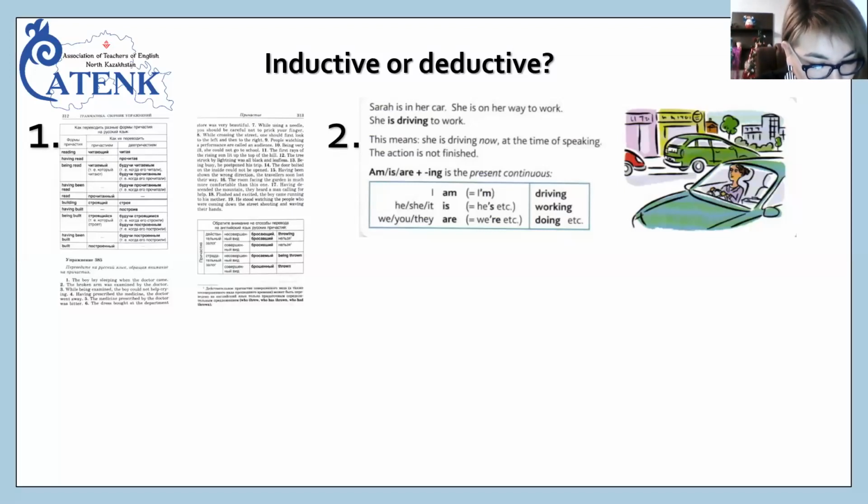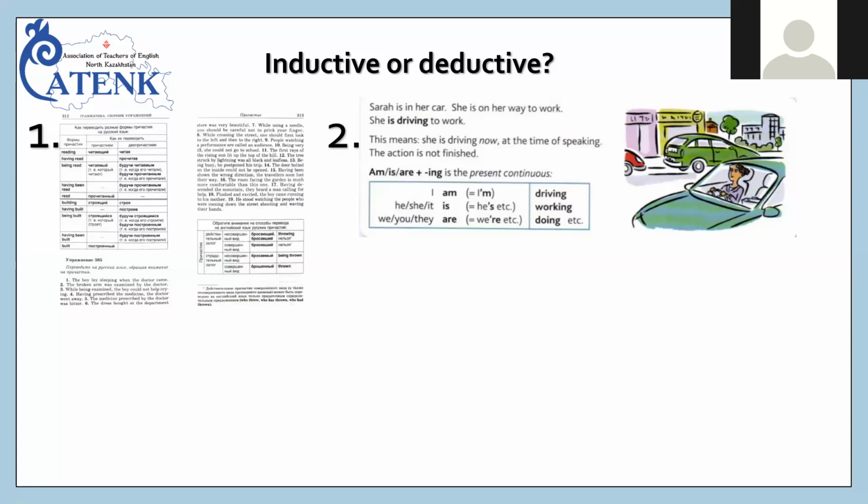You can write in the chat box if you want. I think it's inductive because the case is given. The first sentences: Sarah is in her car. She's on her way to work. She's driving to work. It is a kind of case. Students consider this case, and then they should.